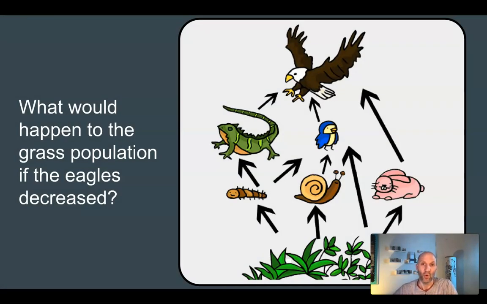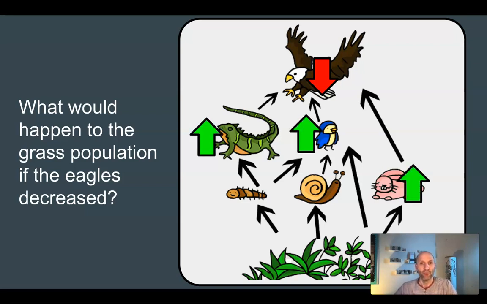Let's try a final question. What would happen to the grass population if the eagles decreased? Now, this is an example where sometimes food webs have no easy answer. If I decrease the eagles, there would be less predators. And so I would have more lizards, more birds, and more rabbits. However, with more lizards and more birds, I would have fewer caterpillars and fewer snails, because lizards and birds eat caterpillars and snails.